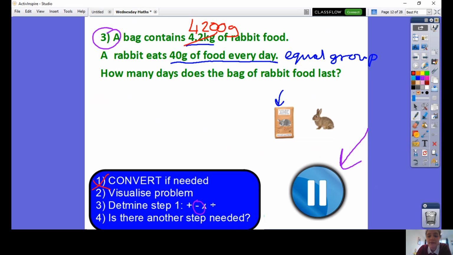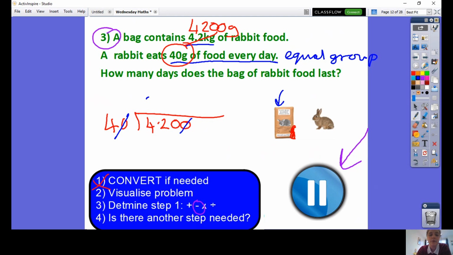Big bag of rabbit food, and every day my rabbit is taking away a small chunk, but every day it's 40 grams. That means I need to divide 4,200 divided by 40. Now, when you're dividing, a little trick that you can use is if both the product and the factor end in zeros, you can cancel out both zeros. I know that 4,200 divided by 40 will have the same answer as 420 divided by 4. So I'm going to make it a little bit easier for myself and just do 420 divided by 4.